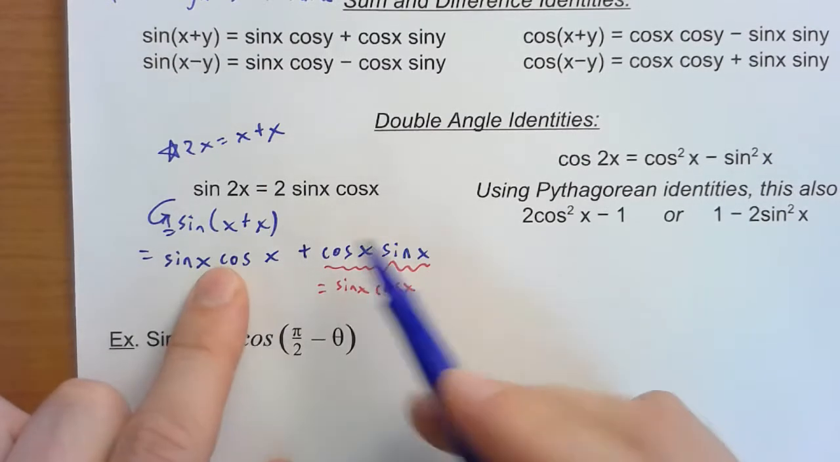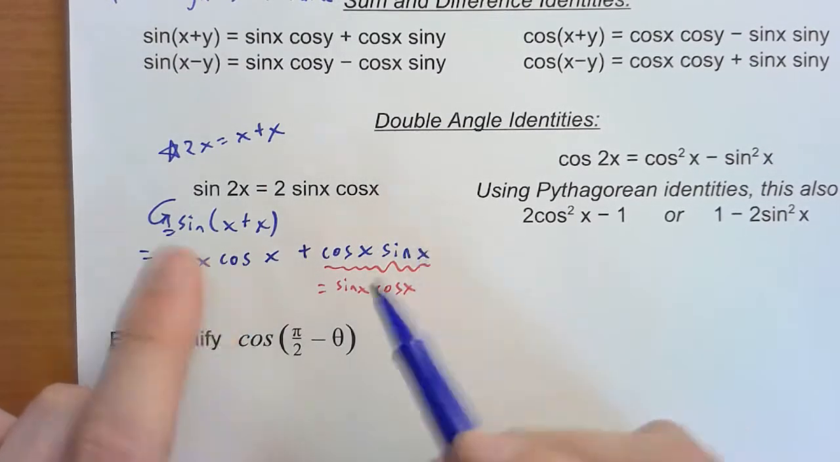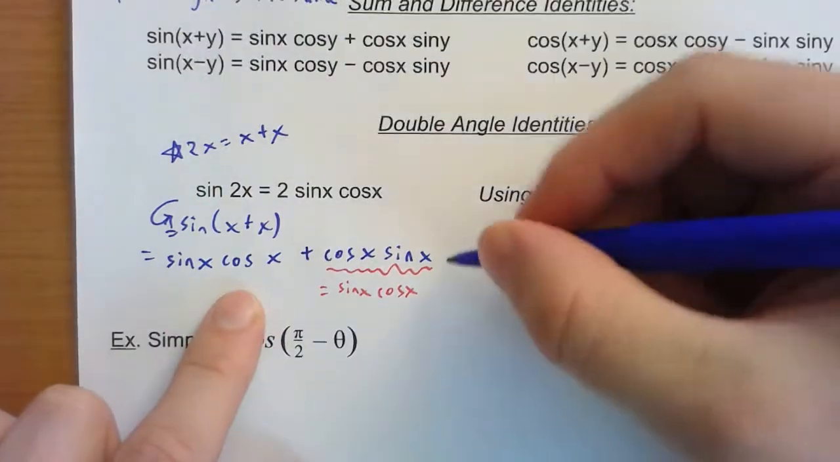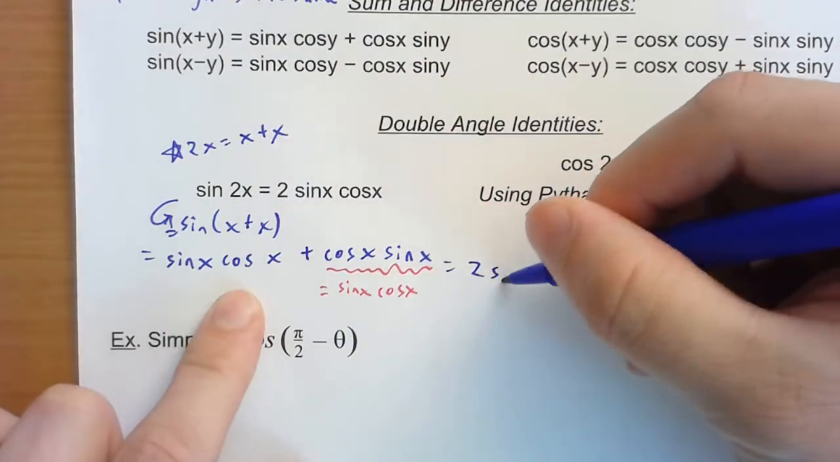I've got something plus that something again. I've got two of that something. If you have two of them, you have two of them.